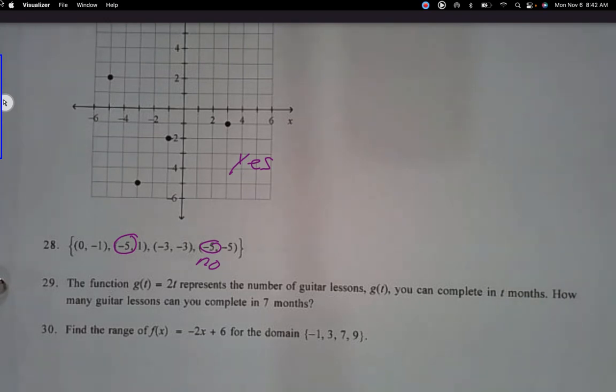Okay, I'm speeding up. 29, we've already had twice on here. So one of those is probably going to be taken off. But it says G of T equals 2T. That looks neat. It's just saying that represents guitar lessons. You can have, I'm guessing, 2 per month. So in 7 months, how many will you have had? What do you do with the 7? Yeah, you just plug it in and multiply. 2 times 7. Okay, you just plug it in right there. 2 times 7 is 14. That's the third problem that we did like that.